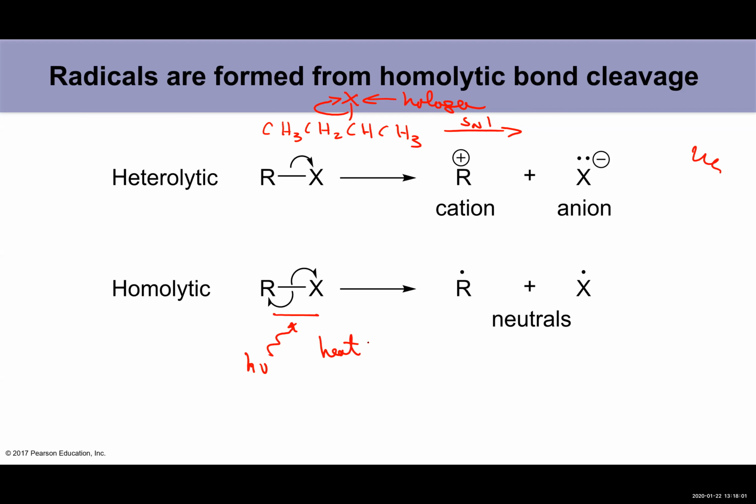So yeah, this is a two-headed arrow. The two barbs indicate two electrons, and one barb indicates one electron. Okay.